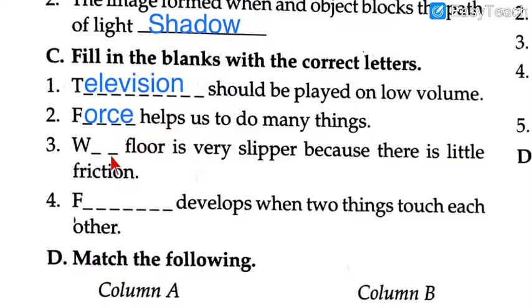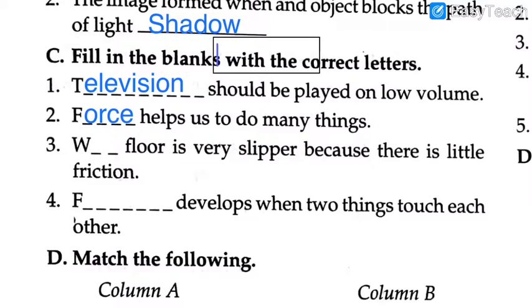W dash floor is very slippery because there is little friction. So this actually word is slippery. Y is skipped here. It is a typing mistake. So W dash floor is very slippery because there is a little friction. Okay, only 2 blanks are there. Your countdown starts now. Think about the answer. 6, 5, 4, 3, 2, 1 and 0. What is the answer?